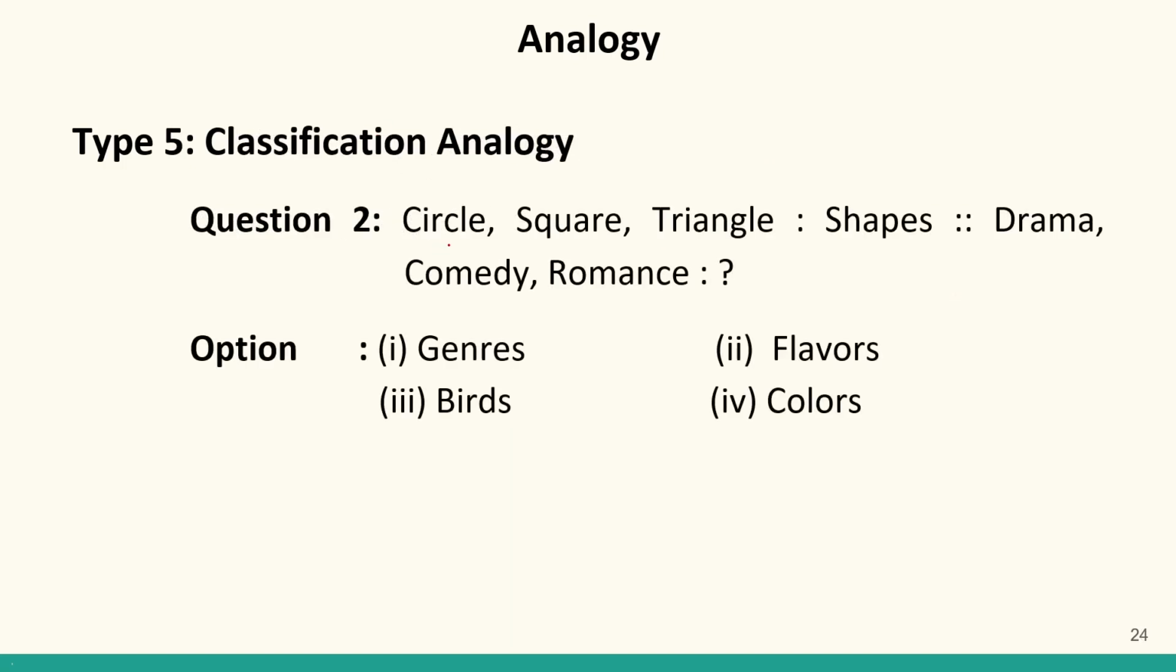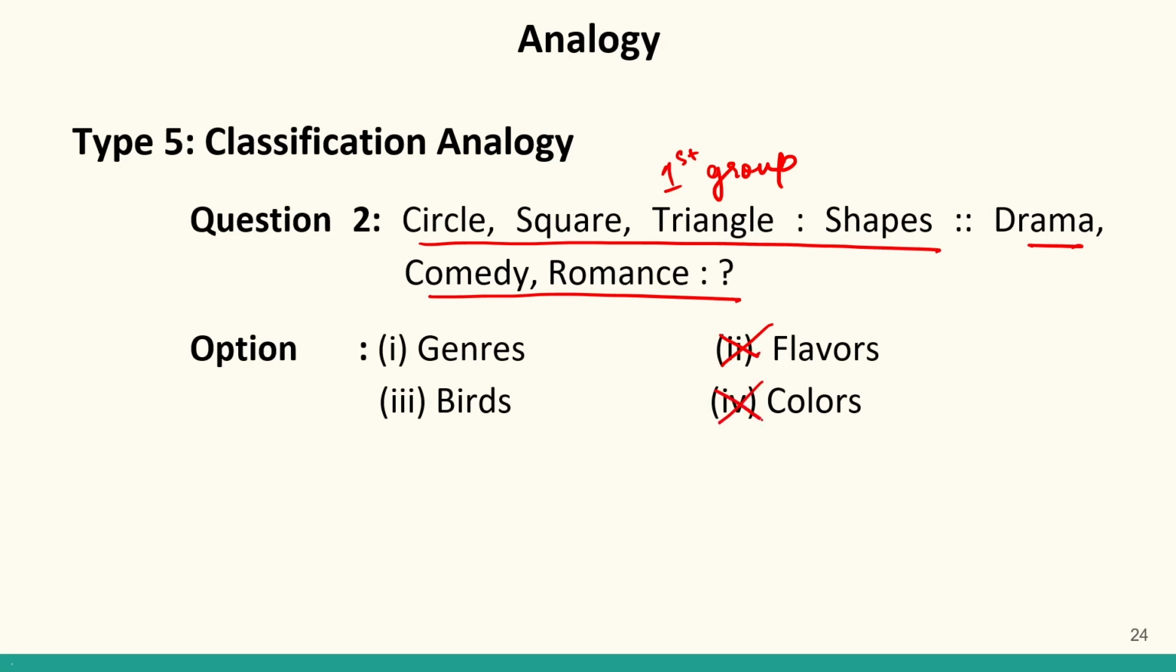Now let us look at this: circle, square, triangle. These are all types of shapes. This is the first group, right? So we have to find out drama, comedy, romance are types of what? Out of the options, I can say that drama, comedy, romance is not a type of flavor, it is not a type of color, and it is not a type of words. So drama, comedy, romance is a type of genre.